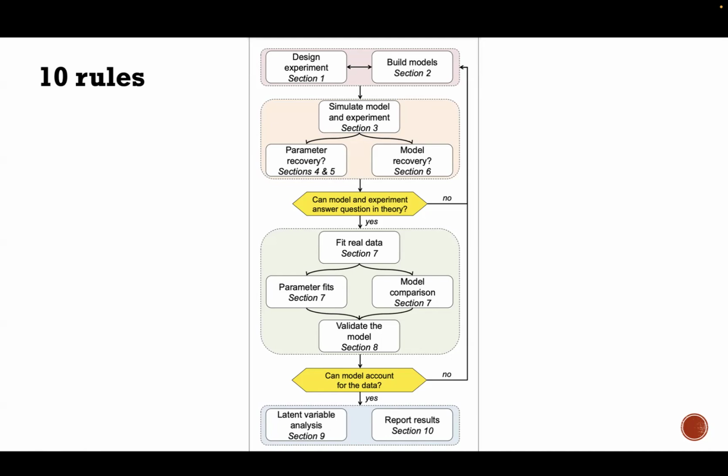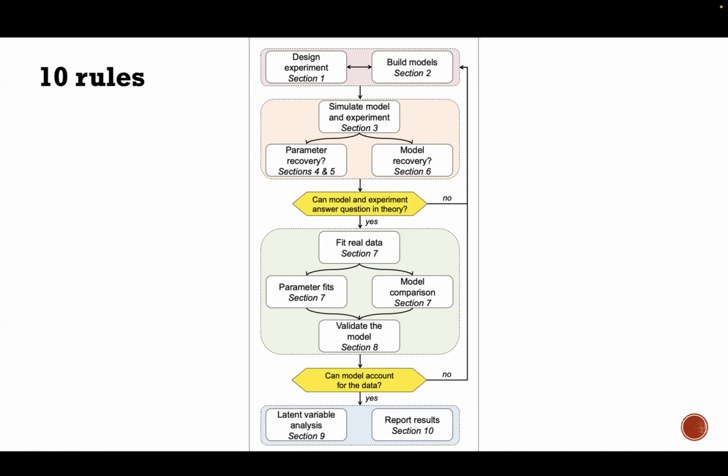Then you can move to the next stage. Otherwise, you go back, right? And you change. What if we have more trials? What if we have more participants? What if instead of having a random bias that our participants are playing against, we put alternating random biases or something else, right?